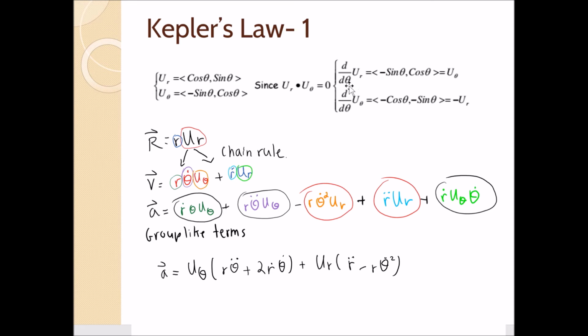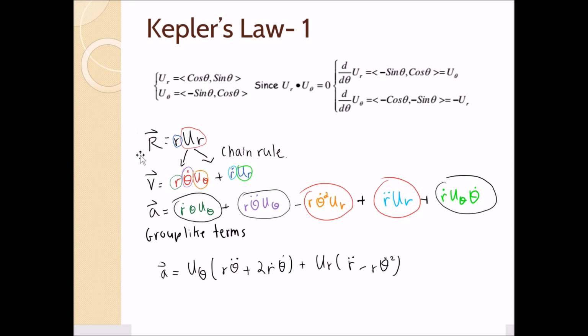So we'll find the derivative of each of these. d/dtheta of U_r equals (negative sine theta, cosine theta), and d/dtheta of U_theta equals (negative cosine theta, negative sine theta). We notice that (negative sine theta, cosine theta) is the same as U_theta, so we can say that d/dtheta of U_r equals U_theta. And here we notice that (negative cosine, negative sine) is the negative of U_r, so we can say that d/dtheta of U_theta equals negative U_r.